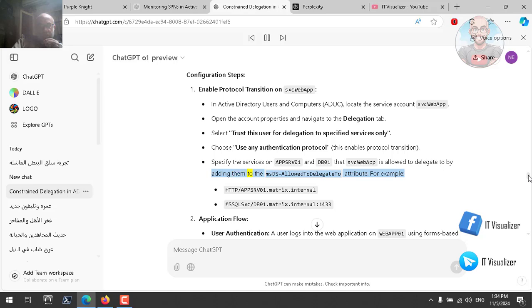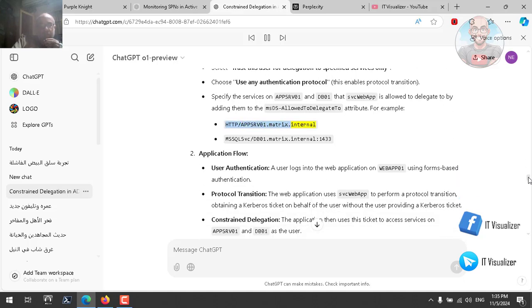Specify the services on appsrv01 and db01 that SVC-WebApp is allowed to delegate to by adding them to the msDS-AllowedToDelegateTo attribute. For example, http/appsrv01.matrix.internal, mssql/svc/db01.matrix.internal:1433.